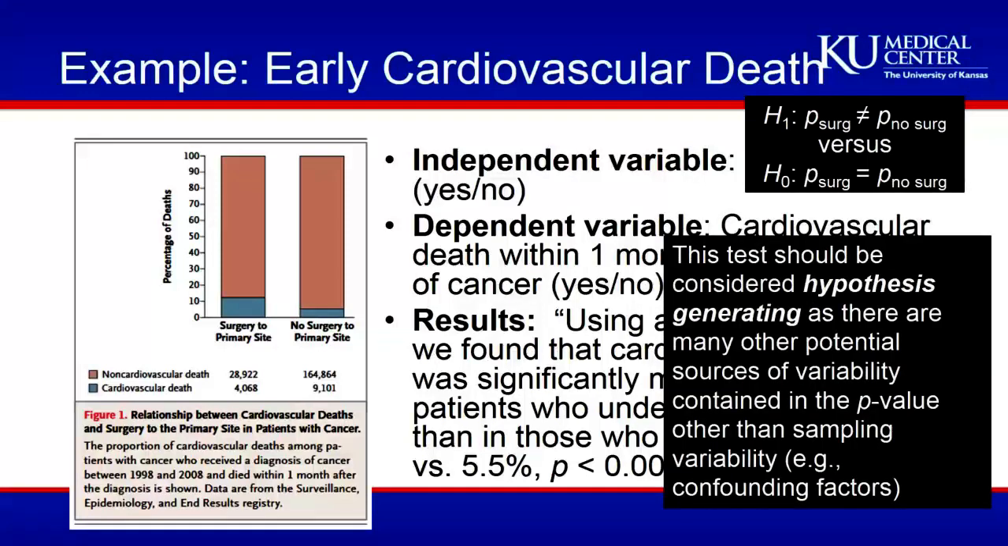One other thing to mention, and I alluded to it at the beginning, is that this is an observational study. These individuals received surgery because of clinical decision making, not because of some kind of random assignment. So if I were to read this study, understanding that it's observational, I would want to make sure it's not changing practice, right? It's generating hypotheses that should be looked at more clearly. But this would be considered a hypothesis generating study, not a hypothesis confirming study, because there are too many other potential sources of variability contained in the p-value aside from sampling variability, which is what the p-value is designed to quantify.